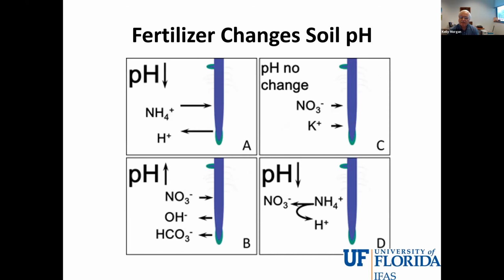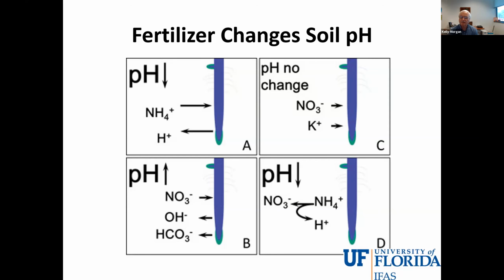pH has a great effect on the uptake of fertilizer components. In this graph, you can see an illustration of a root. If you have an ammonium source, roots take up that ammonium. It has to expel a hydrogen ion to do that, to balance the charges. This is very important.